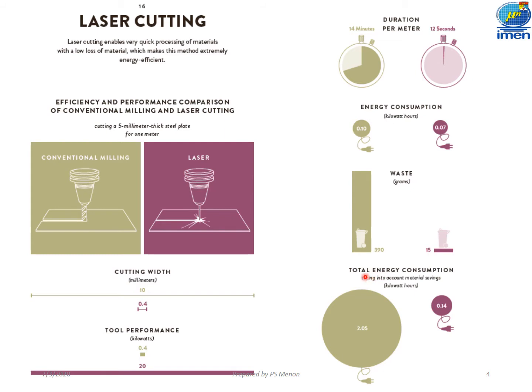In terms of total energy consumption, taking into account material savings, conventional milling gives us 2.05, and laser, of course, very conservative about energy consumption, is only 0.14.